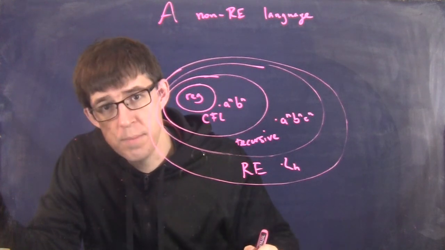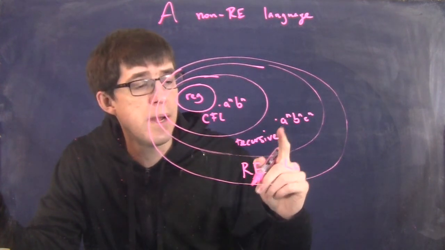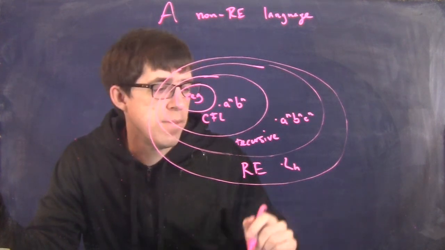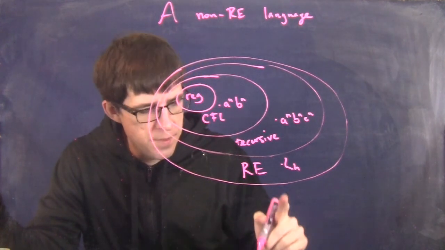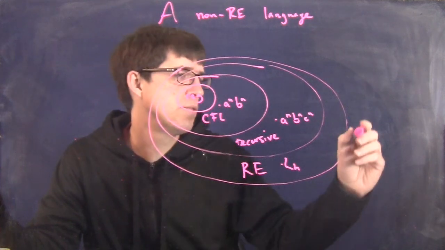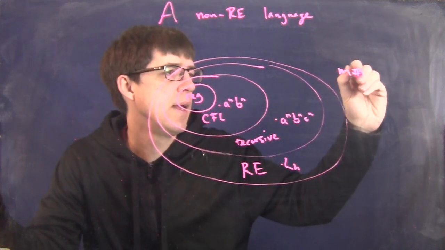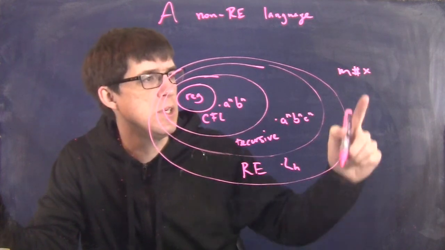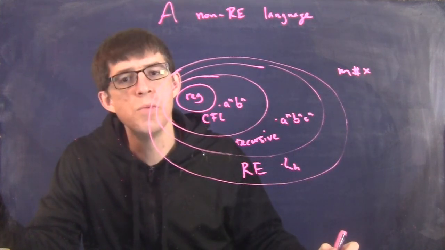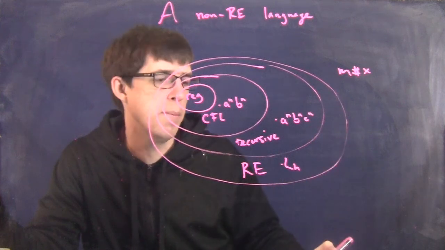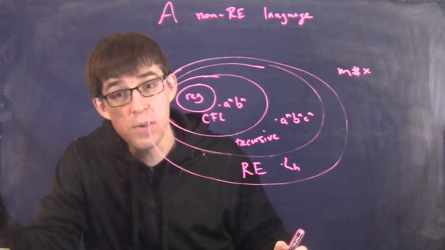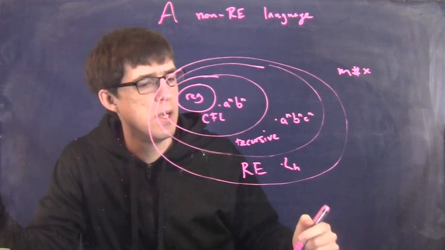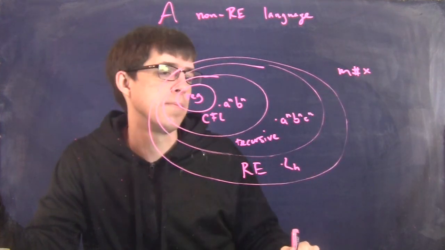The language of the halting problem is something which cannot be computed by any Turing machine with no infinite loops. This is the language, remember, of strings which look like M separator X, where M is the encoding of a Turing machine and X is a string which halts when you feed it into M. That is not recursive. You cannot make a Turing machine that accepts this language with no infinite loops.